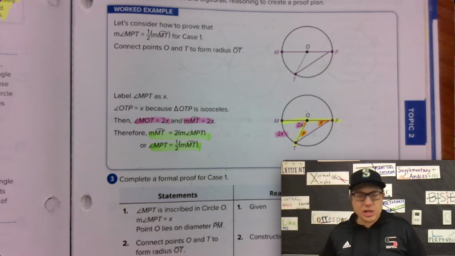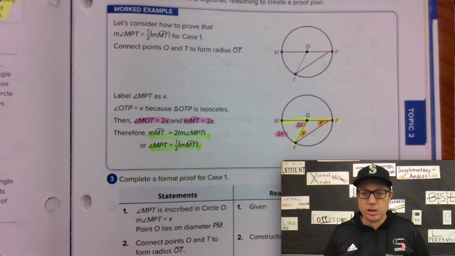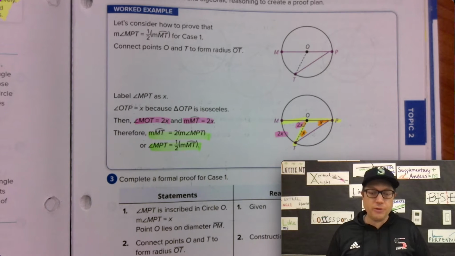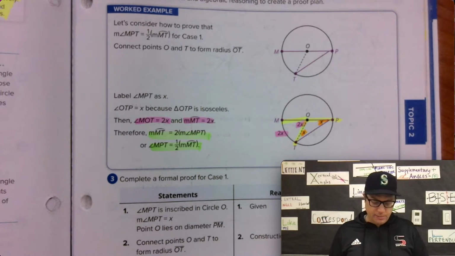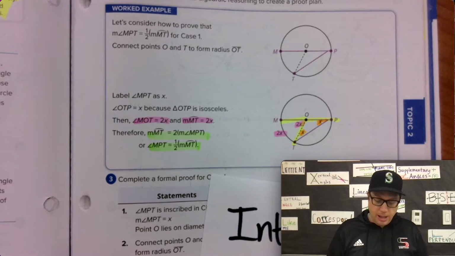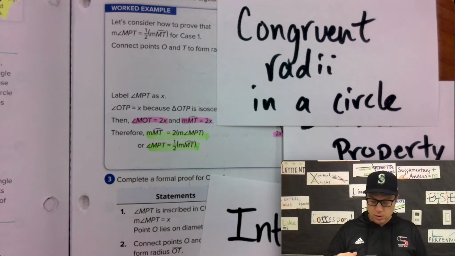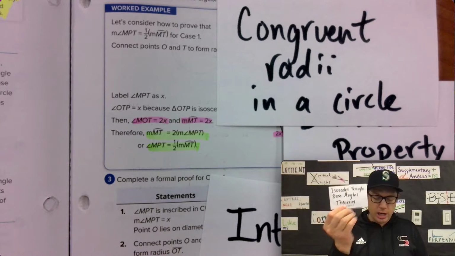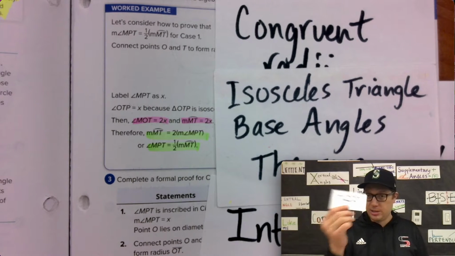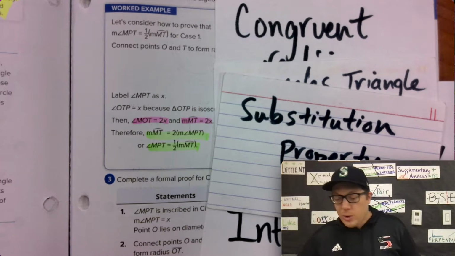Let's go ahead and actually create a formal proof. And before I do, I kind of want to sketch out or at least lay out these cards in a flow proof given the worked example. So again, intercepted arc, division property of equality, congruent radii in a circle, isosceles triangle base angles theorem, substitution, and the exterior angle theorem. And we start with the givens.